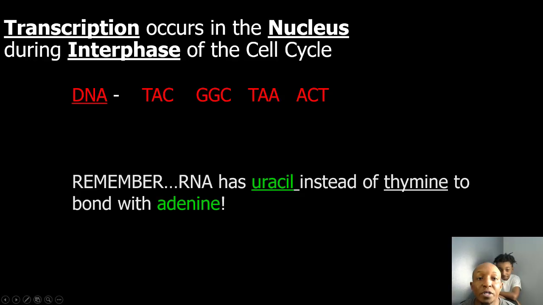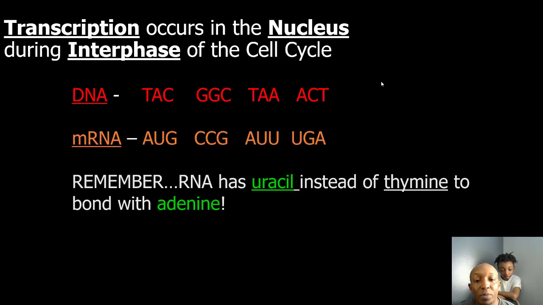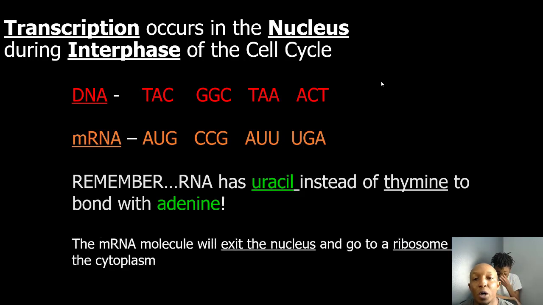So let's take a closer look at transcription. And we stated earlier that transcription occurs in the nucleus during interphase of the cell cycle. If you notice right here, we have the DNA, and that DNA is going to be transcribed into mRNA, like so. And remember, RNA has uracil instead of thymine to bond with adenine. And then the mRNA molecule will exit the nucleus and go to a ribosome in the cytoplasm.